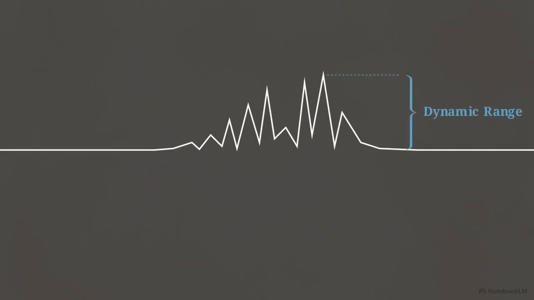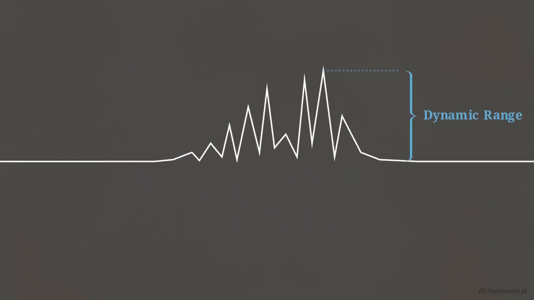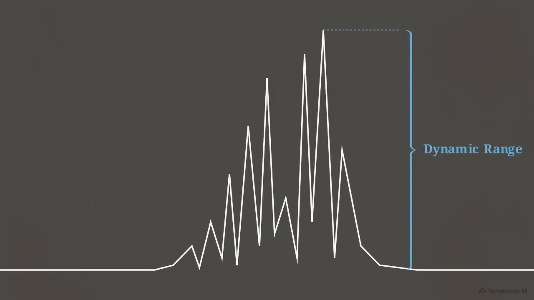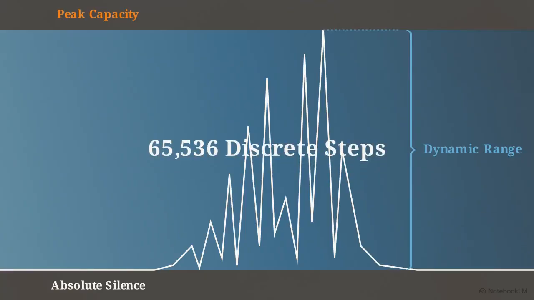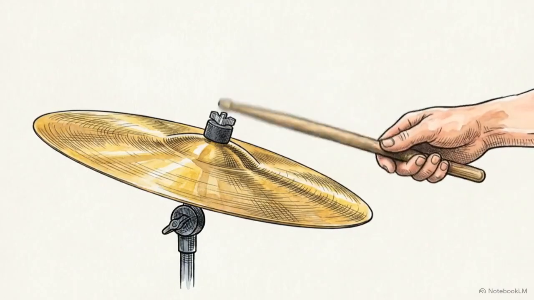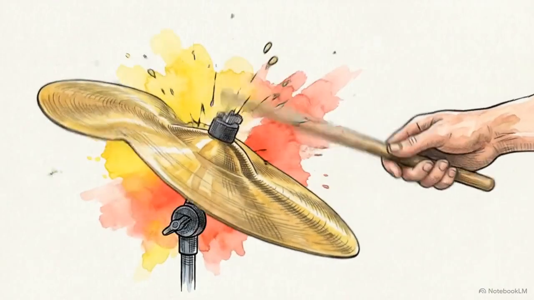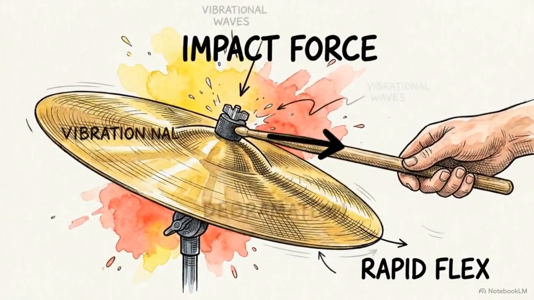For you, the listener, this vertical precision creates what's called dynamic range. Dynamic range is simply the space between the absolute quietest sound and the loudest sound a file can hold. A large range allows a single song to preserve both a deafening drum crash and a whisper-quiet breath without losing any detail.